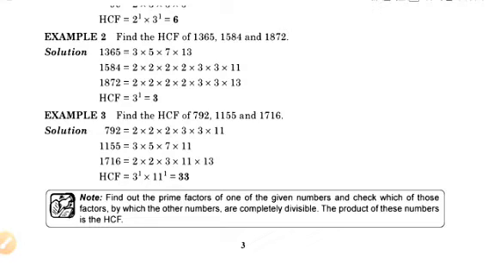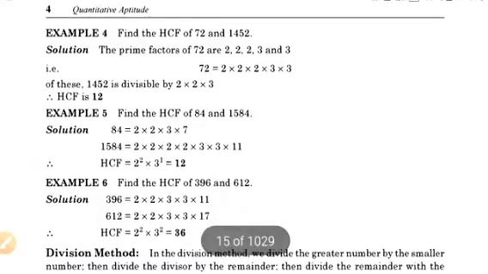Now the common factor 3 is present in all three lines. Yes, it is present. Also 11 is present, but 2 is not present in all three products of factors. Similarly, 13 is also not present. So we only take 3 into 11 and its product is 33. So the required highest common factor of 792, 1155 and 1716 is 33.